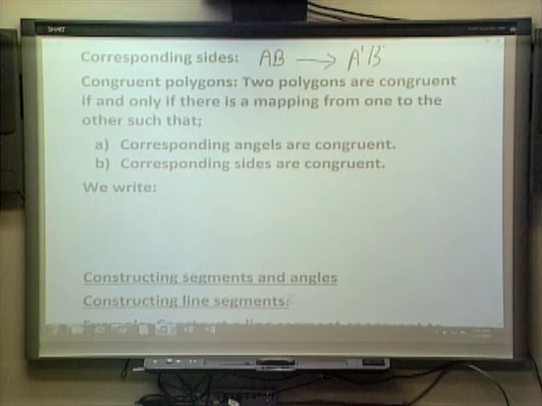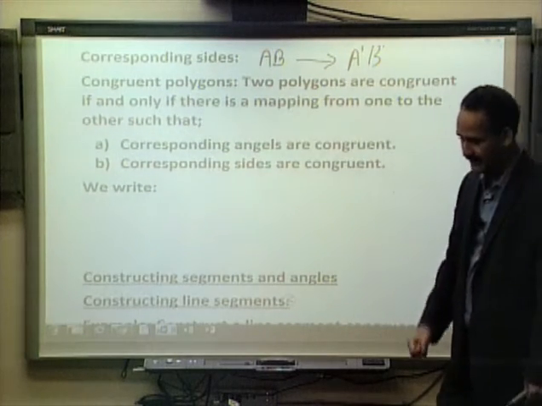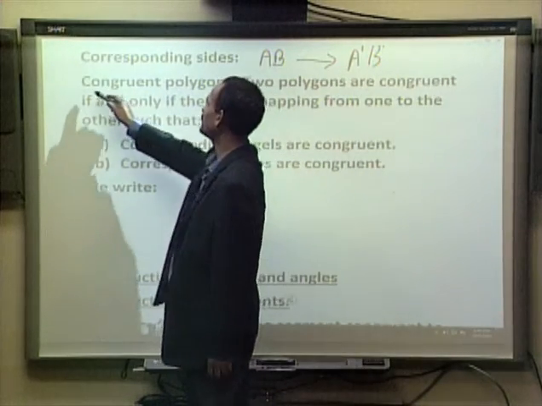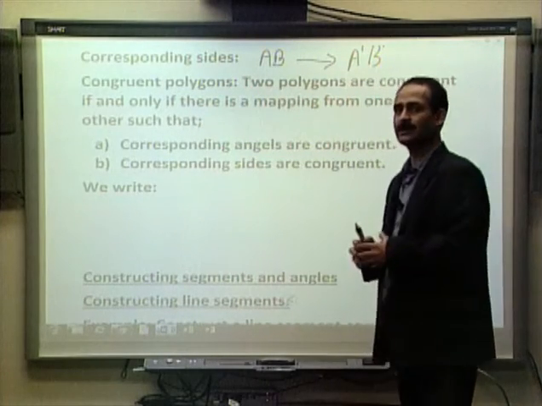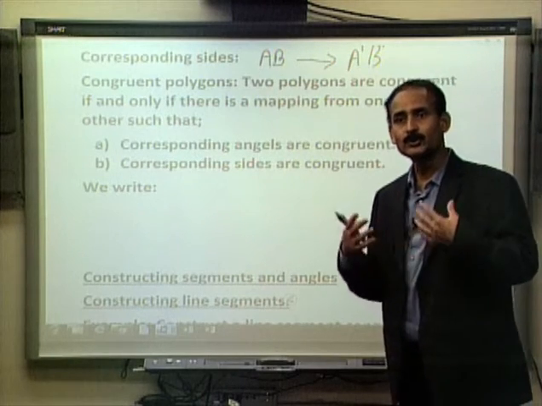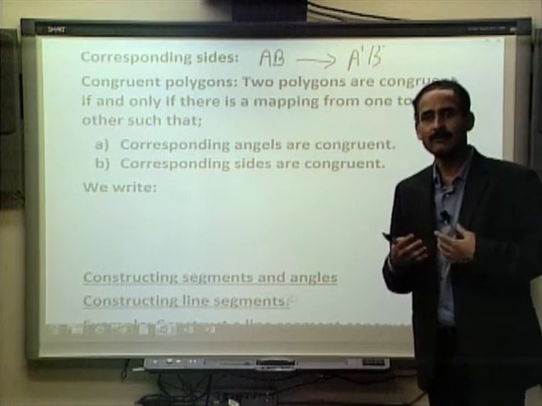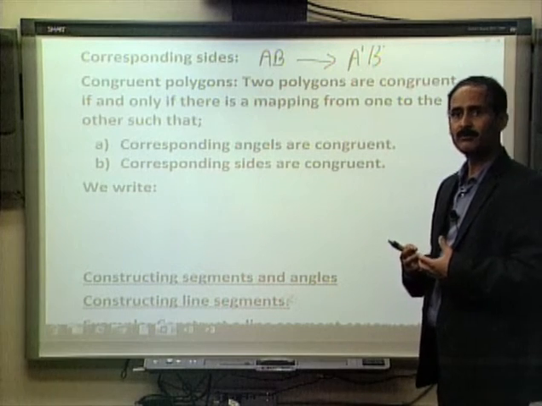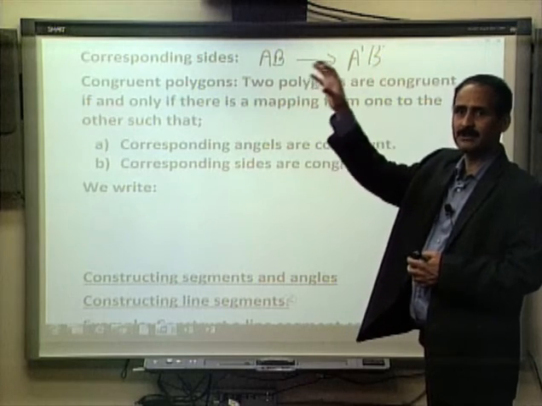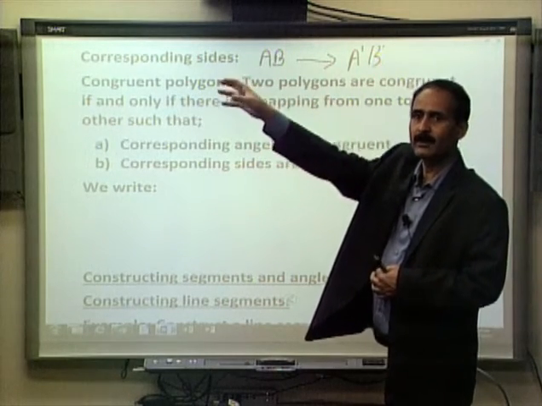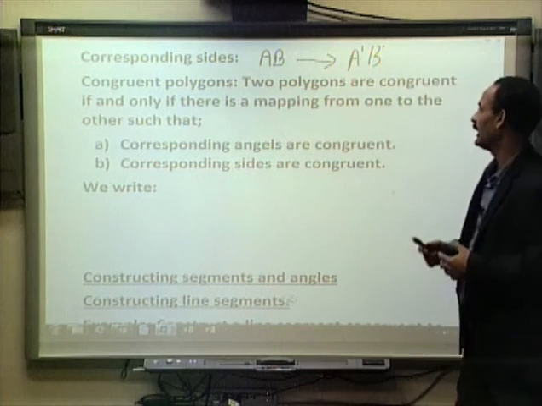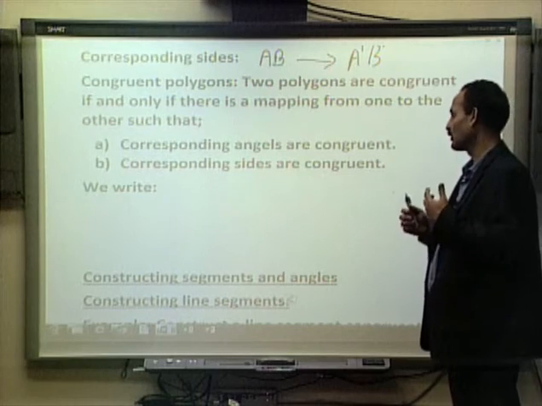Now, we have a concept in geometry, and we will be using this vocabulary so frequently. We have a concept of congruency. So, congruent polygons: two polygons are congruent if and only if there is a mapping from one to the other. That means we can do a transformation of one polygon into the other polygon such that corresponding angles are congruent and corresponding sides are also congruent.